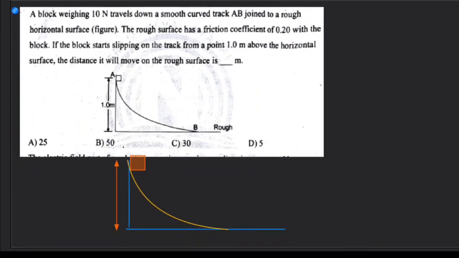Next question. This is the question from work, power, energy. The question is, a block weighing 10 Newton travels down a smooth curved track AB joined to a rough horizontal surface. The rough surface has a friction coefficient of 0.20 with the block. If the block starts slipping on the track from a point 1 meter above the horizontal surface, the distance it will move on the rough surface is. So this is the concept of conservation of energy.